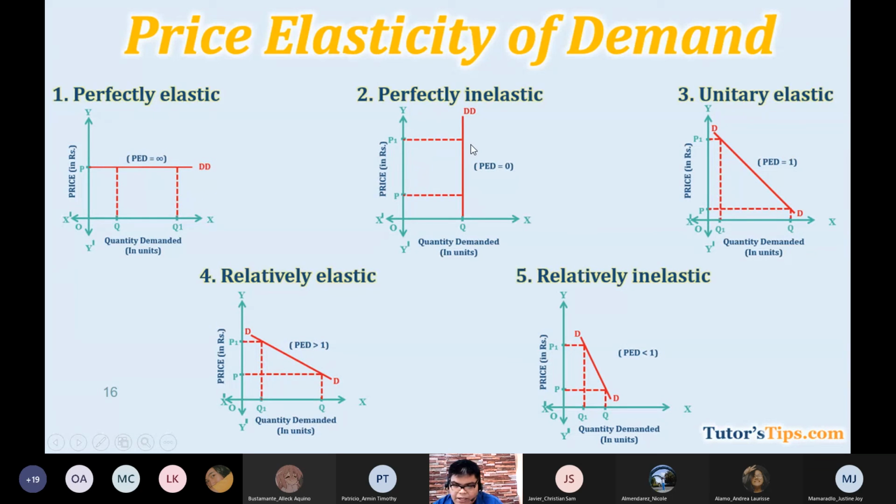So, let's say dati 10 pesos siya. Ang bumibili sa'yo mga 100,000. Nung naging 15 pesos, 100,000 pa rin yung demand. Ganun pa rin yung karaming quantity of demand.